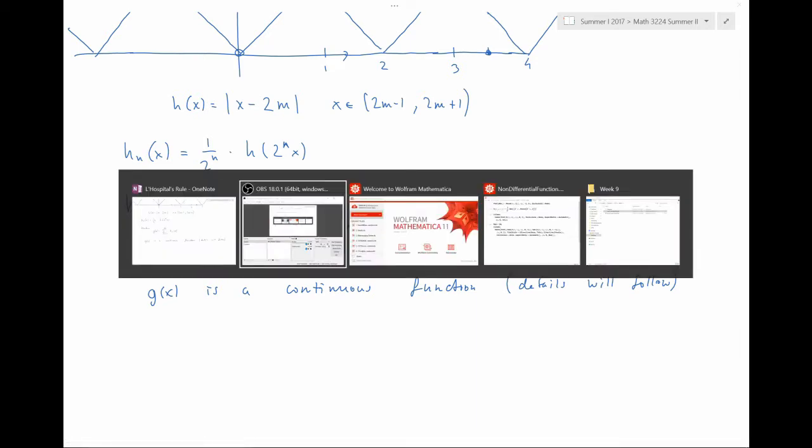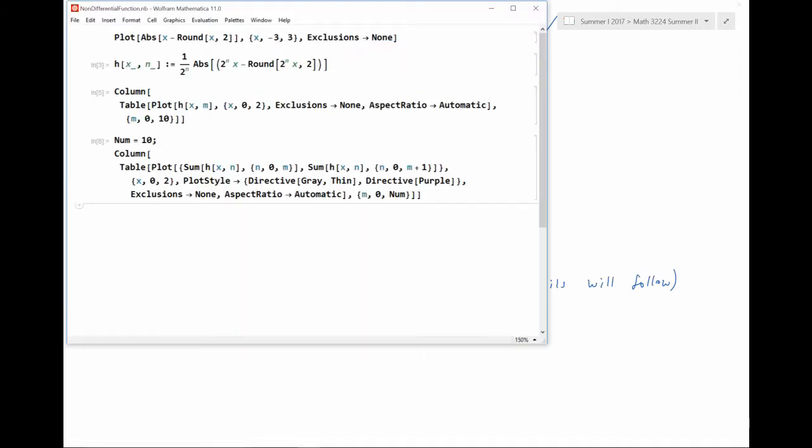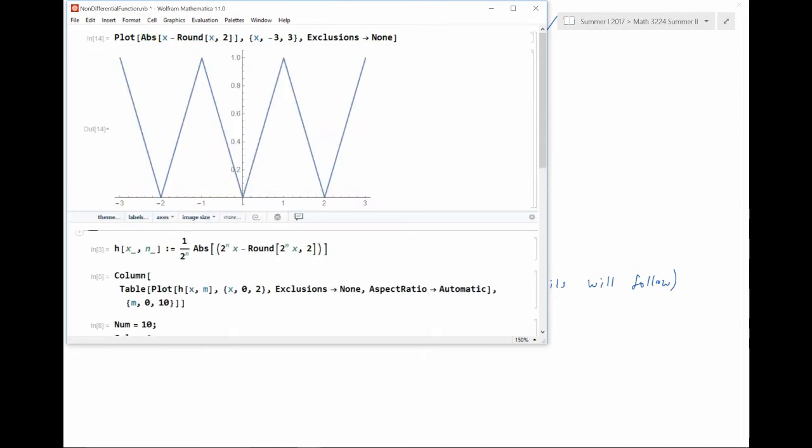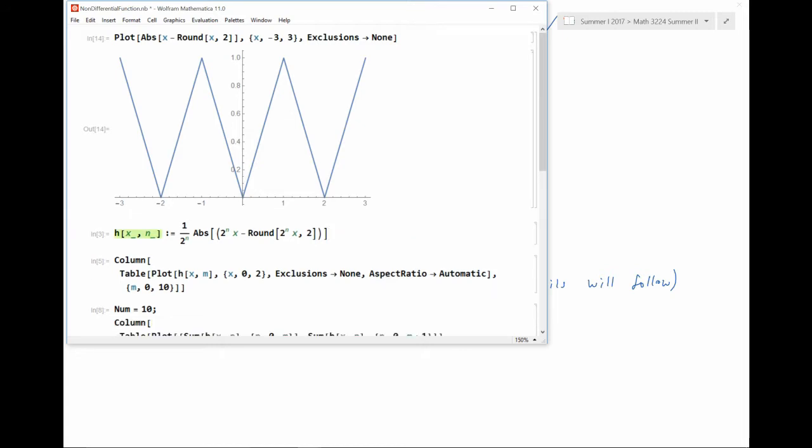For that, I would like to switch to Mathematica. So here I have my function, and I define x as x minus x rounded to the nearest multiple of 2, which is basically the same thing. So here's the result of this function. We could also experiment with x modulo 2, but it wouldn't make the definition of this function any simpler. You're more than welcome to try it yourself if you want to. So h sub n of x is defined as 1 over 2 to the n, then absolute value of x multiplied by 2 to the power n plugged into this formula.